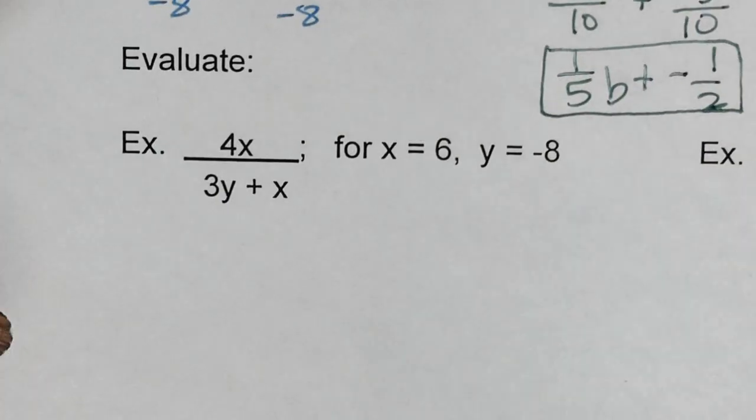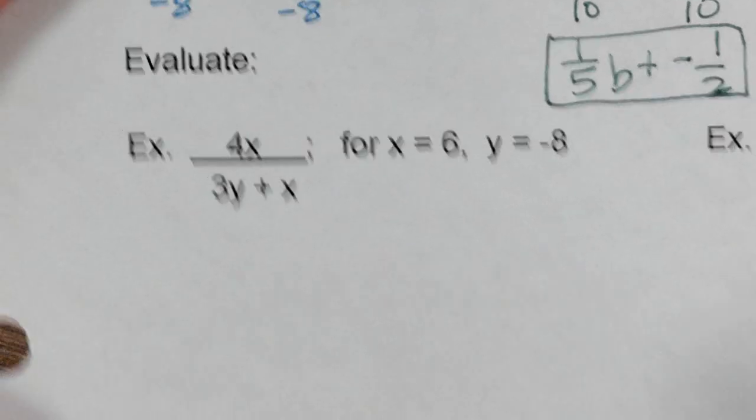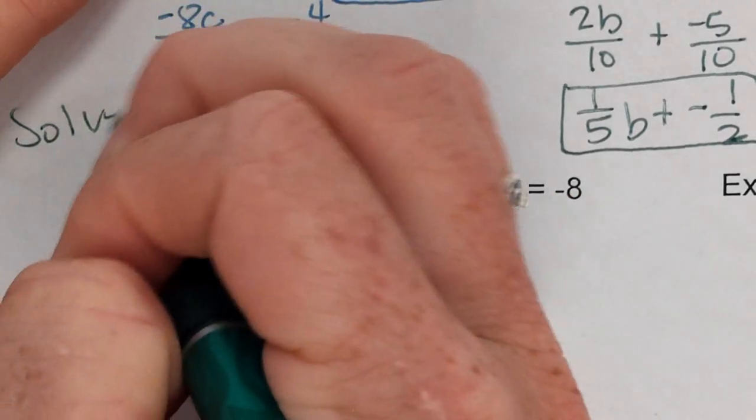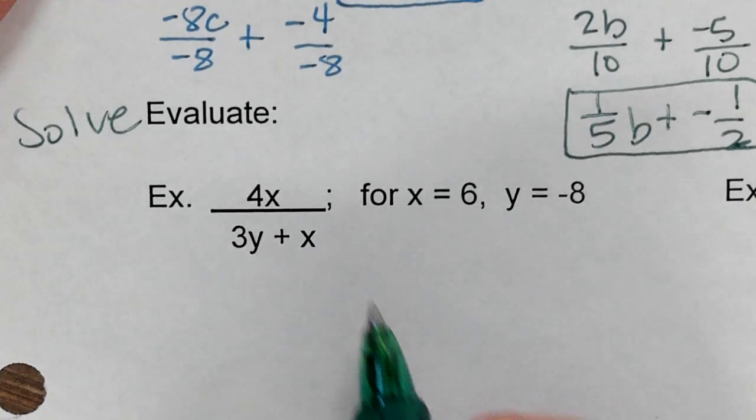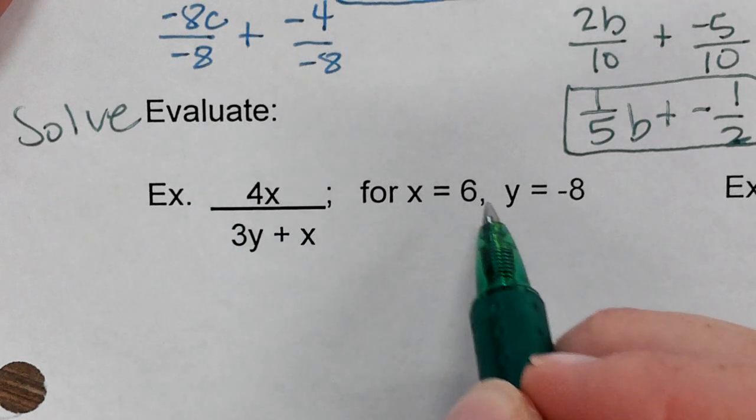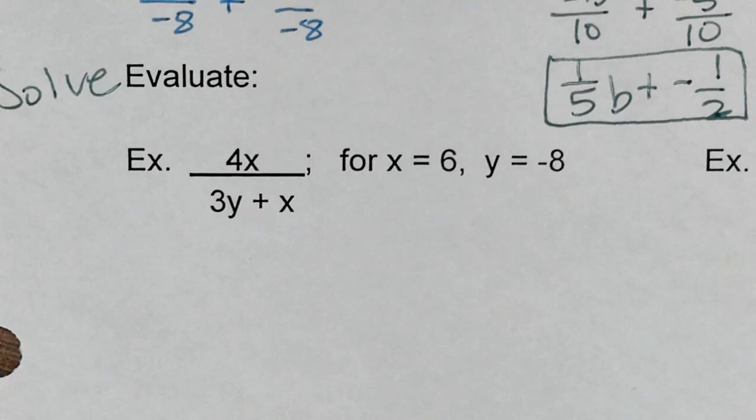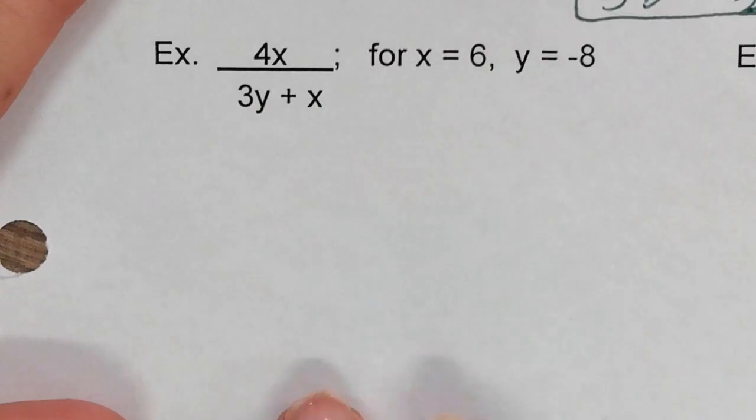It says evaluate. What does evaluate mean? Solve. What does that mean? They're going to have to give you what? The value of x and y. So look what they said. Evaluate this if x is 6 and y is negative 8. So guess what? Your calculator is going to do the entire problem for you. But I want you to write it down.